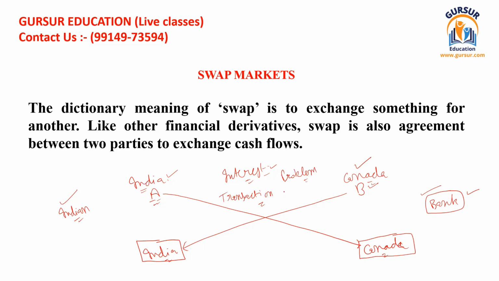So simply, what do they do? They meet each other and exchange their cash flows. How do they exchange? A tells B, your company is in India and you have taken the loan from an Indian bank, so I shall pay the interest on your behalf to your bank. And you have to pay the interest to the Canadian bank from which we have taken the loan, so you shall take our interest liability. In the same way, they exchange their interest liabilities. This is known as exchange of cash flows, and this is known as the swaps market.